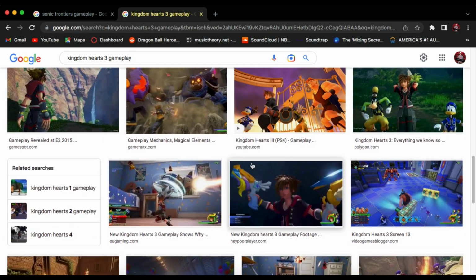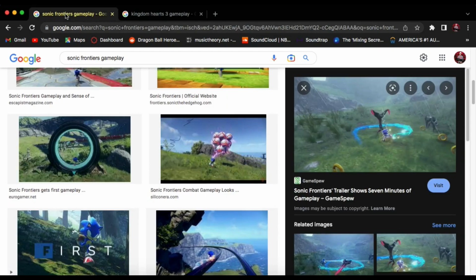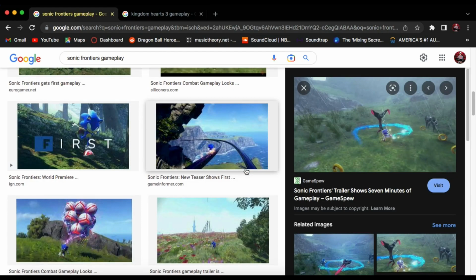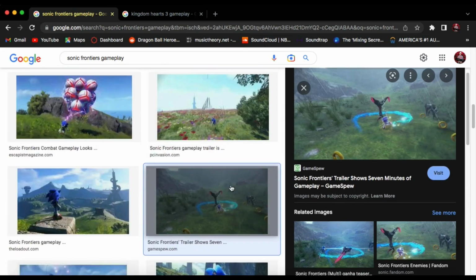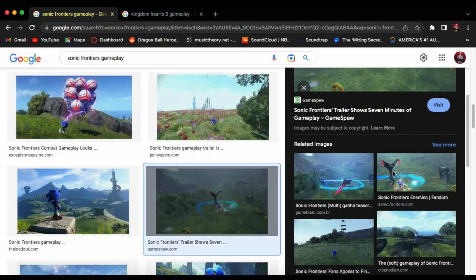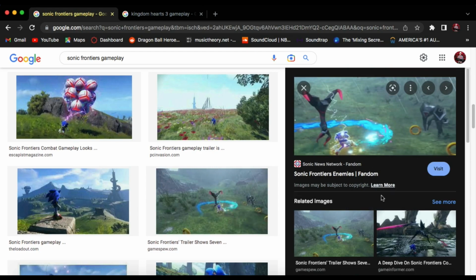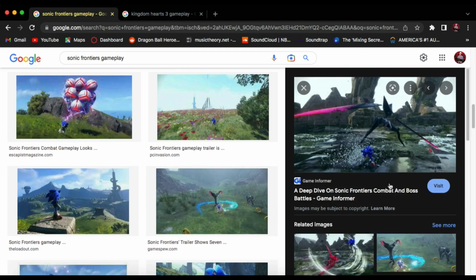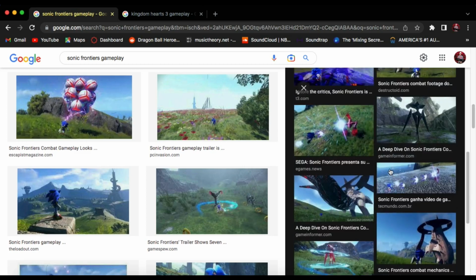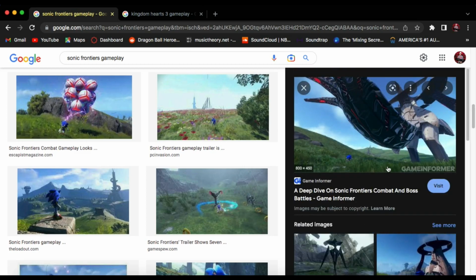Kingdom Hearts 3's battle system was so fast-paced, so good. So many combo attacks, not even combos, so many attack styles, so many weapons, so many items. Jesus Christ, dude, Kingdom Hearts 3 blew my mind. And they're kind of doing something similar with Sonic Frontiers, because their attack system looks kind of the same. And the bosses, I do like how the bosses look. They look pretty fresh. What they're going for is kind of dope, actually. Look at this. This looks like Kingdom Hearts.